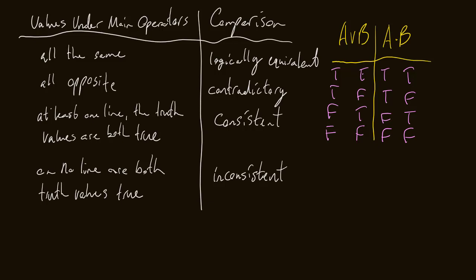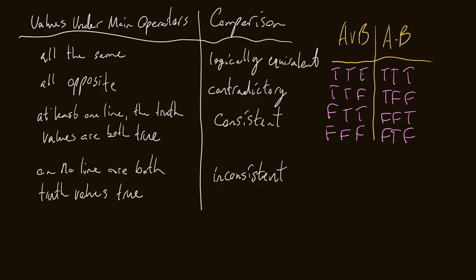And now let's just evaluate these. True or true is true. True or false is true. False or true is true. False or false is false. A and B, so true and true is true. True and false is false. False and true is false. False and false is false.